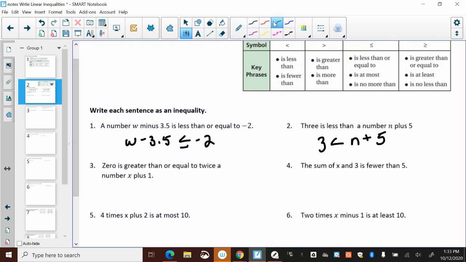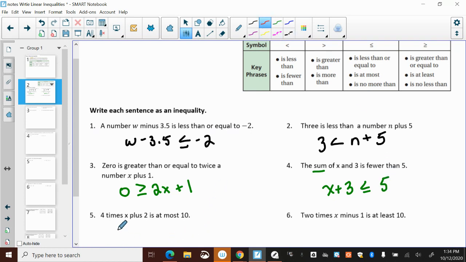Let's switch colors here a little bit. 0 is greater than or equal to twice a number x, twice the number, that means to multiply, plus 1. The sum of x and 3, sum is telling us that's an addition. So the sum of x and 3 is fewer than, is less than, is fewer than, that's part of the less than category, 5.